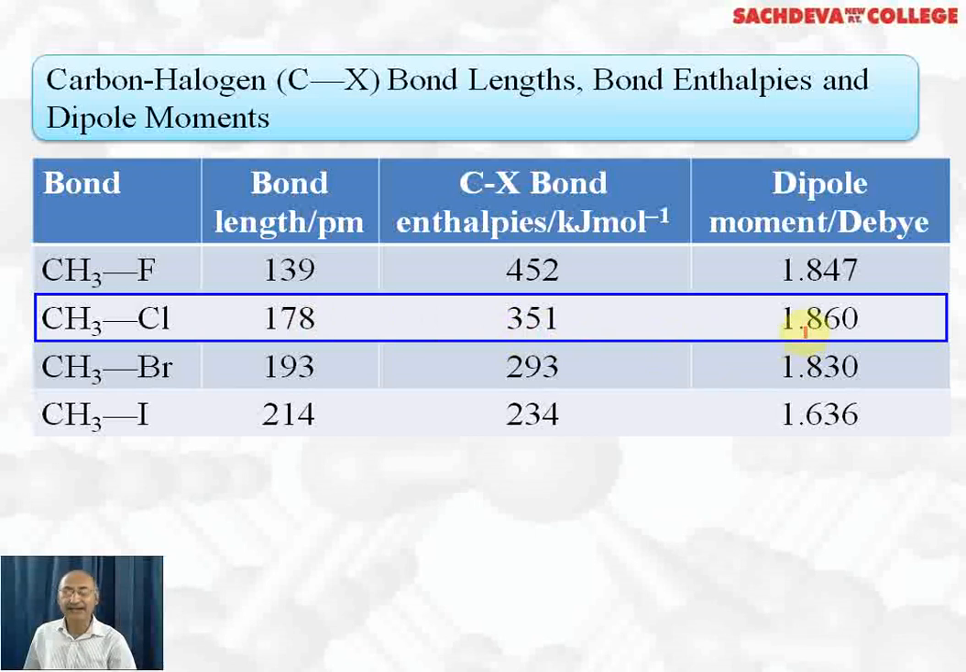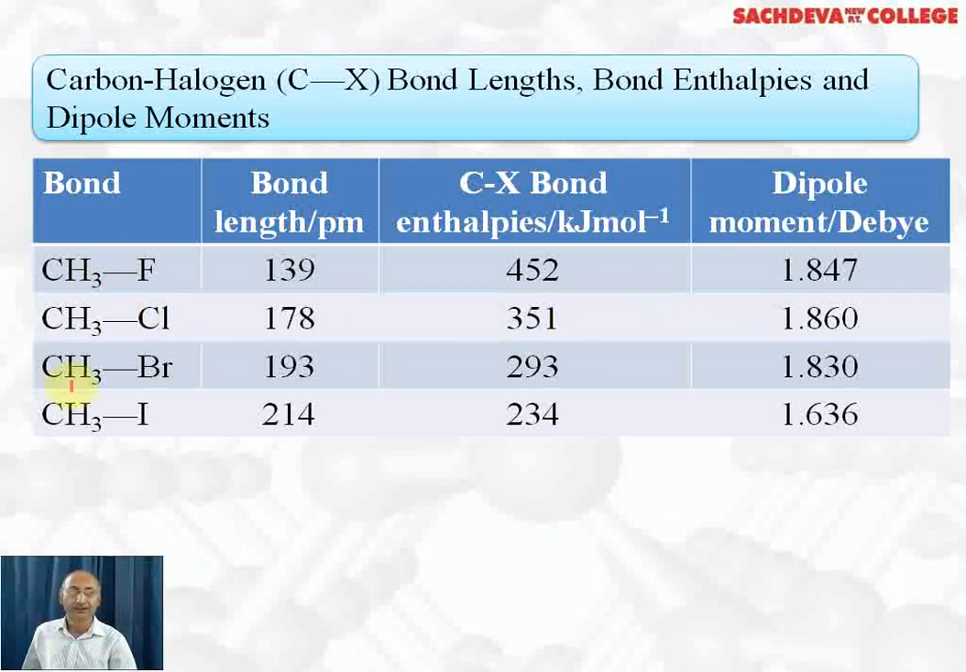Now this is surprising. Although fluorine is more electronegative than chlorine, so the dipole moment of CH3F should be higher, actually CH3Cl is higher because dipole moment is the product of charge and distance, and the distance is more in CH3Cl as compared to CH3F. That is why the dipole moment of CH3Cl is higher than CH3F. This is the most important point from the entrance exam point of view.